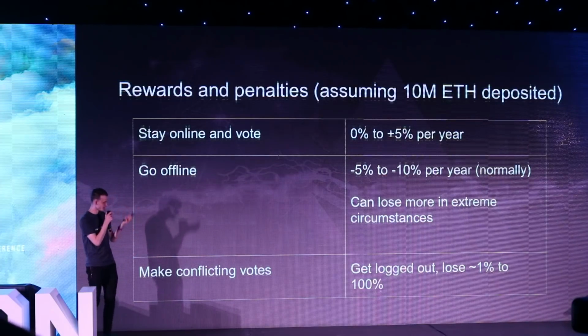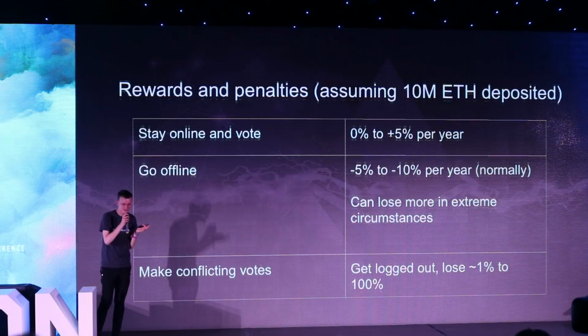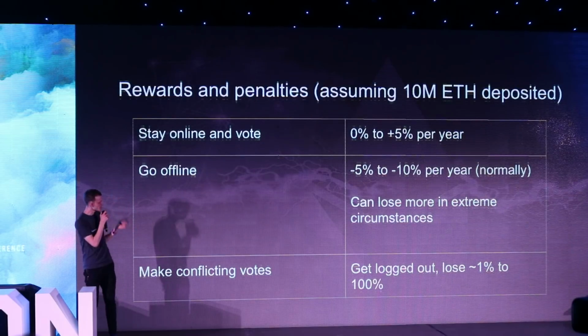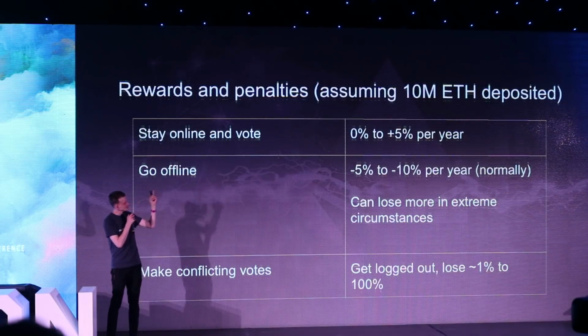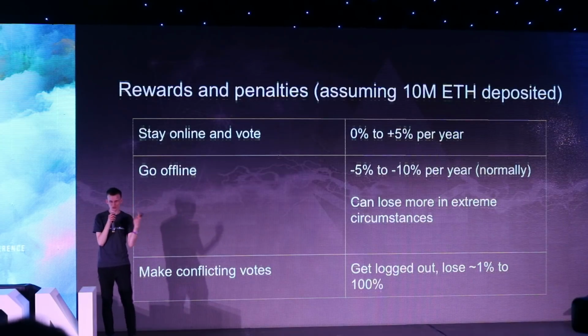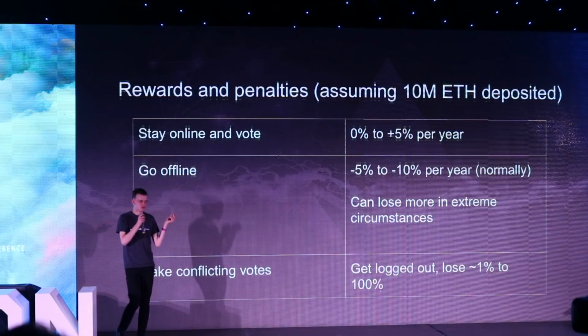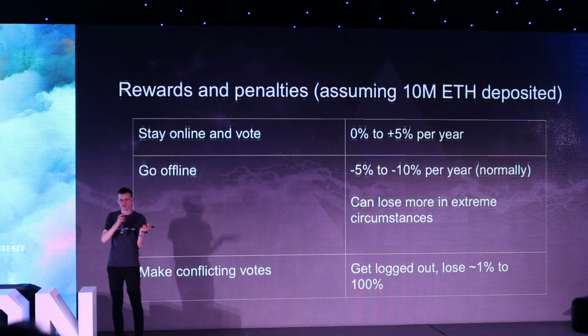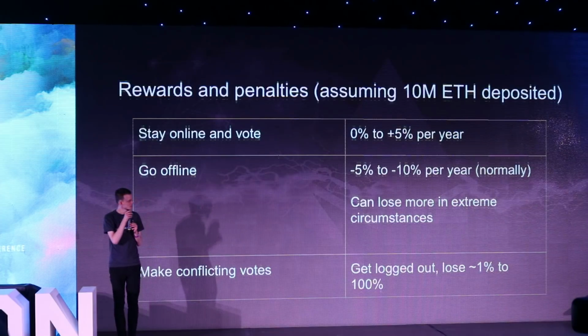So, according to Danny Ryan's very tentative EIP, if you stay online and vote, under optimal conditions, if 10 million Ether is deposited, you will get rewards that are proportional to the amount of Ether that's already deposited, and you'll get the equivalent of an interest that's somewhere between 0 and 5% a year. Probably more, probably closer to 5 than to 0.